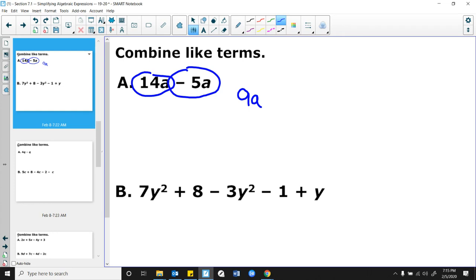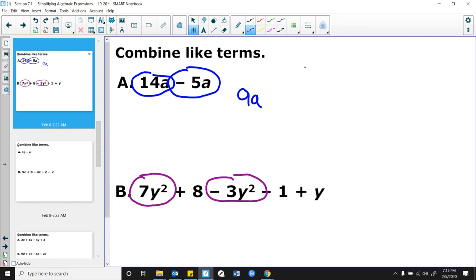Okay, looking at this next one, and I want you doing this with me, okay? We look at the 7y squared. Is there a term, again, separated by plus or minus, that has the same variable and same exponent? Yep, negative 3y squared. Now, notice again, I'm circling the sign that goes with it. So I have a 7y squared and a negative 3y squared.